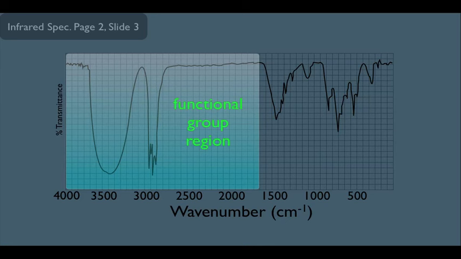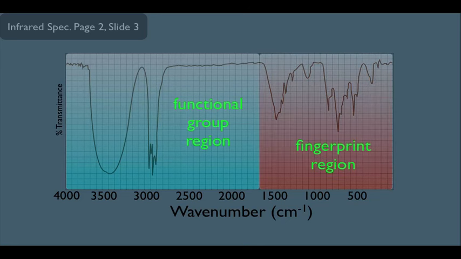And the other side of this region right here is called the fingerprint region. We're going to see that certain molecules have certain absorption bands in this region, and those bands can act almost as fingerprints, meaning that every type of molecule in organic chemistry has a specific fingerprint region with its corresponding absorption bands that are unique to that molecule.